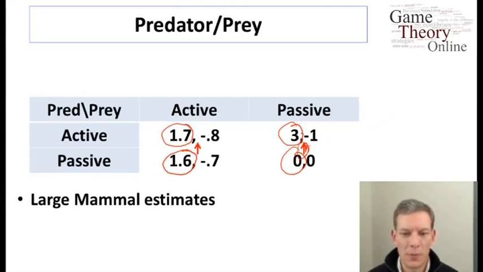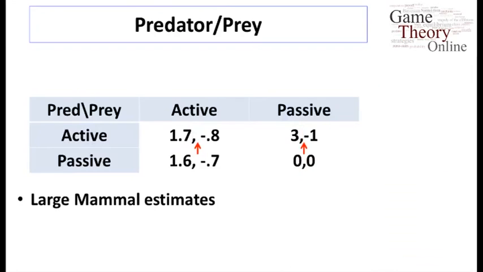And so what do we end up with? We end up with a prediction then that the predator should be active. Okay, so we have a prediction that the predator should be active regardless of what the prey does. So once we go to making a prediction that the predator is going to be active, we end up having to look then at what the prey should do conditional on the predator being active.